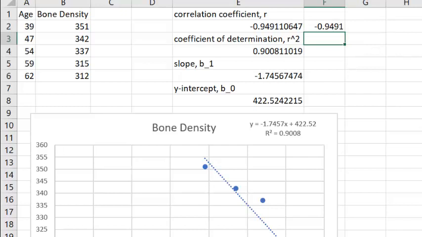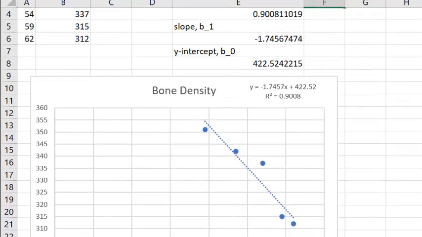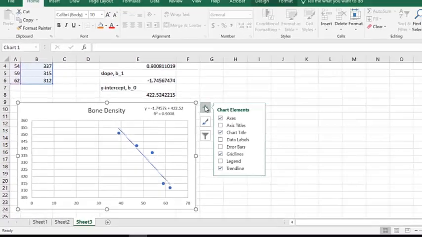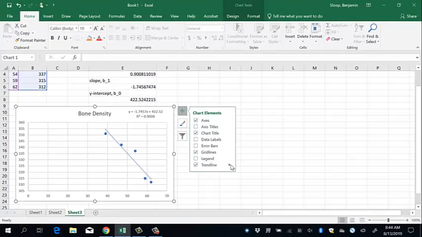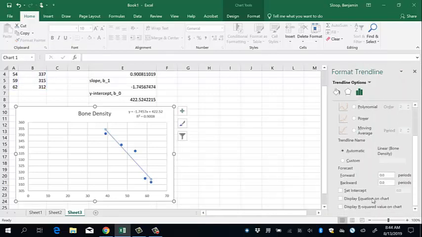So you have two strategies there for correlation and regression. You can do each command separately with correl, then square that number to get r squared, slope, and intercept, as I showed you at the beginning. Or you can insert a scatter plot, and then once you insert your scatter plot, we go to the plus sign over here, trend lines, more options, and then make sure you display the equation and display r squared.